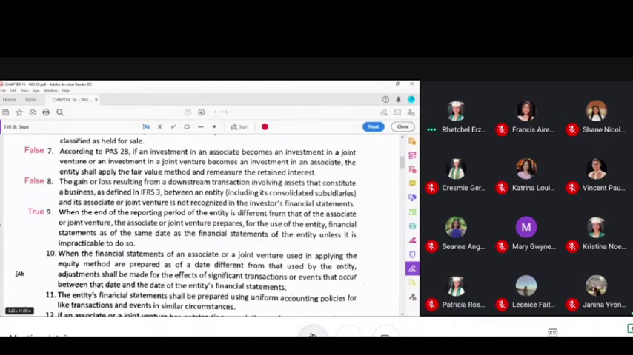Another possible issue here, class, is what if the investor and investee are using different accounting methods? What accounting method will have to be used? Okay, that will be addressed in a later question. Proceed to number 10.